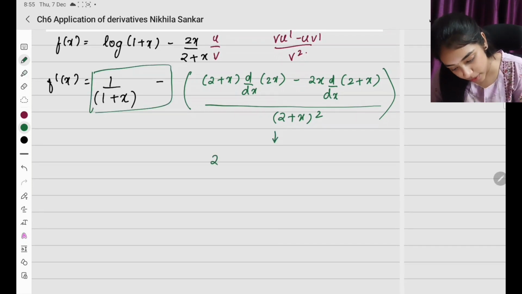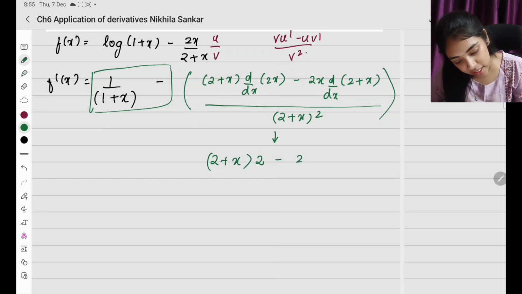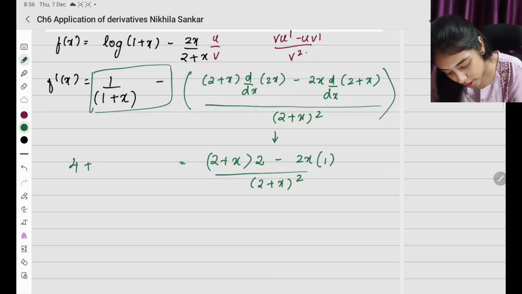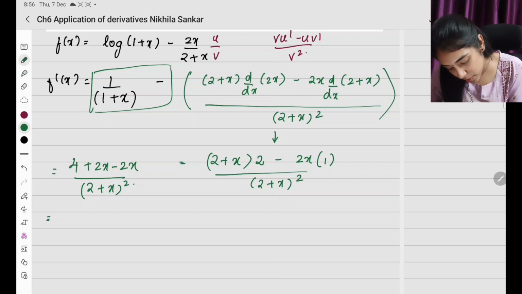Solving, I have 2 plus x times d by dx of 2x, which is 2, minus 2x times d by dx of 2 plus x, which is 1, divided by 2 plus x the whole square. This is 4 plus 2x minus 2x divided by 2 plus x the whole square. The 2x cancels, so I have 4 divided by 2 plus x the whole square.